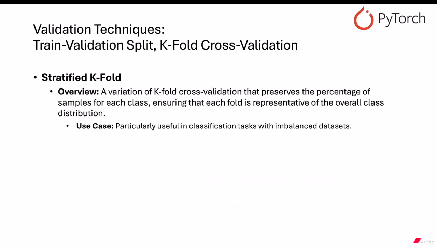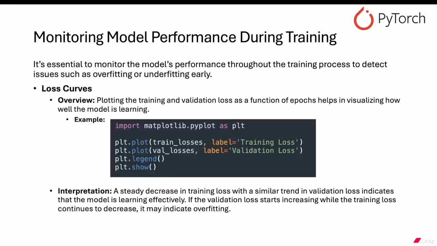Then there's stratified k-fold, a variation of k-fold cross validation that preserves the percentage of samples for each class, ensuring that each fold is representative of the overall class distribution. Use case: it is particularly useful in classification tasks with imbalanced datasets.